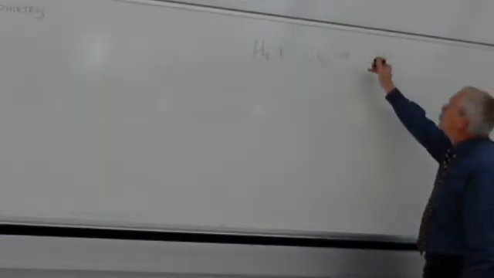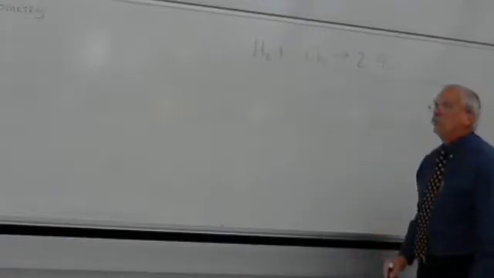Let's take hydrogen and chlorine to make HCl, hydrogen chloride. Am I balanced? No. So I need a 2 here in order to get the balanced chemical reaction.